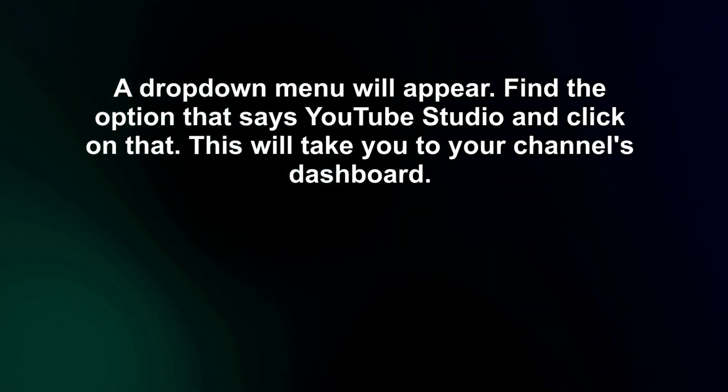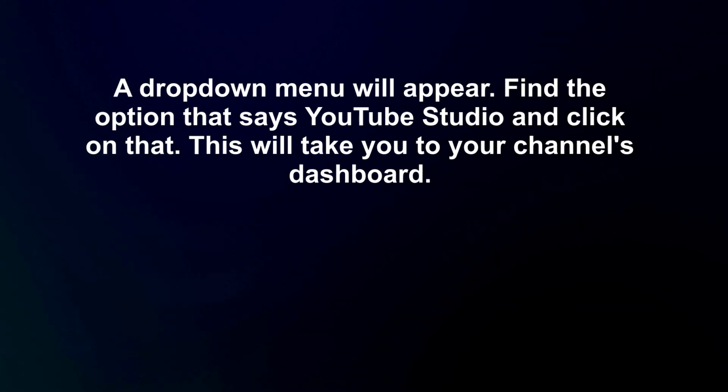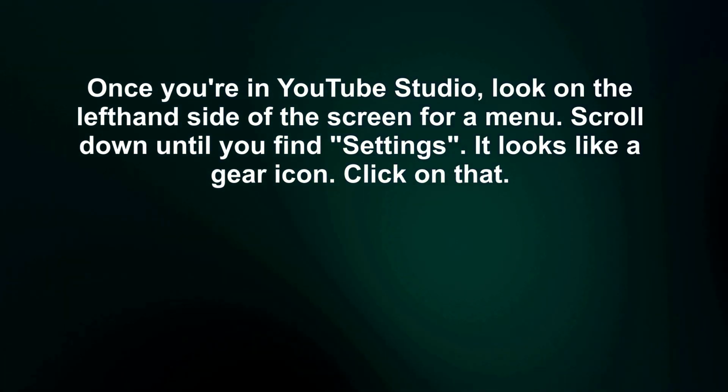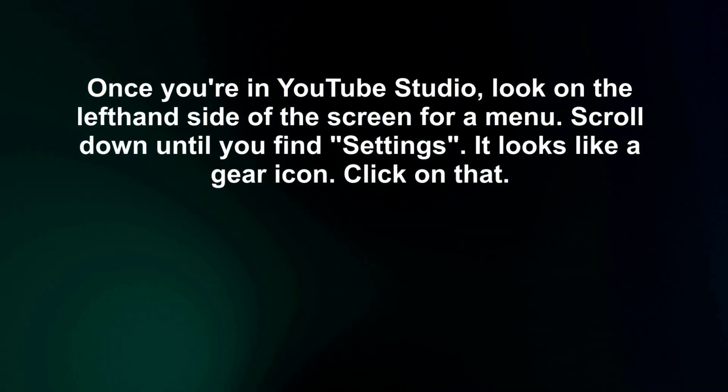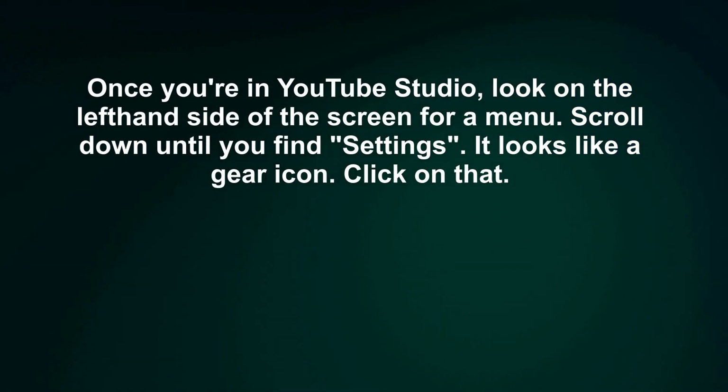A drop-down menu will appear. Find the option that says YouTube Studio and click on that. This will take you to your channel's dashboard. Once you're in YouTube Studio, look on the left-hand side of the screen for a menu. Scroll down until you find Settings. It looks like a gear icon.